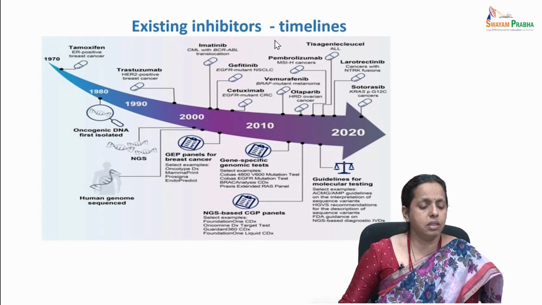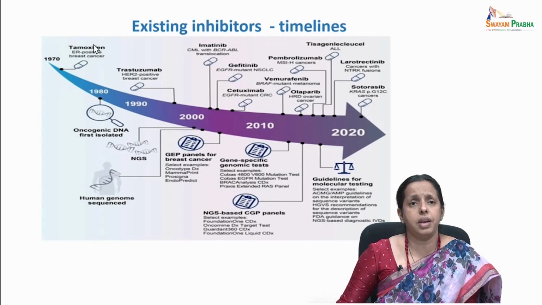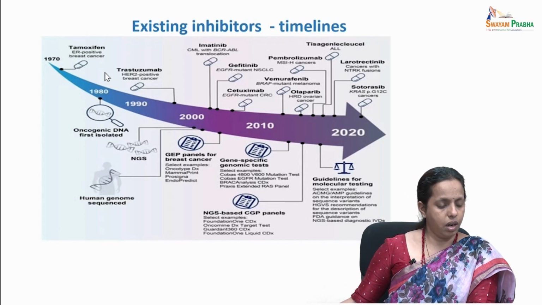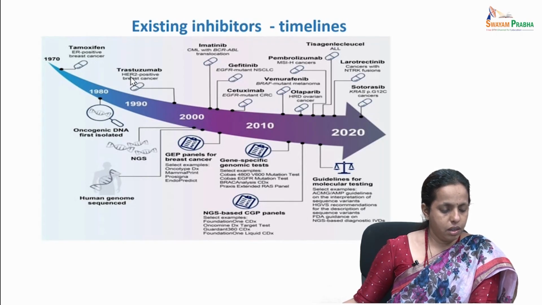Very important. What are the existing inhibitors in oncology, and at the different times? From the 1970s and 1990s we have tamoxifen for ER positive breast cancer. Then you have trastuzumab for HER2 positive breast cancer, and this happened in 2000.